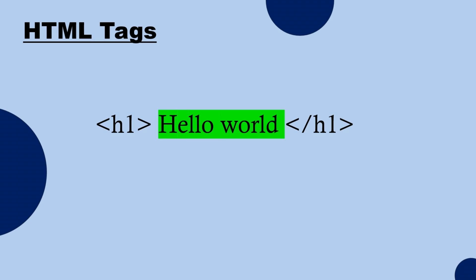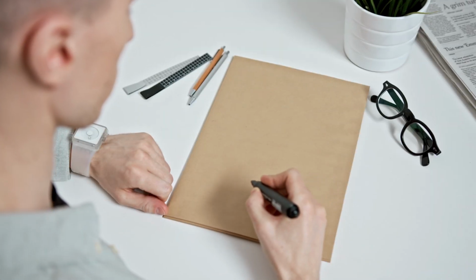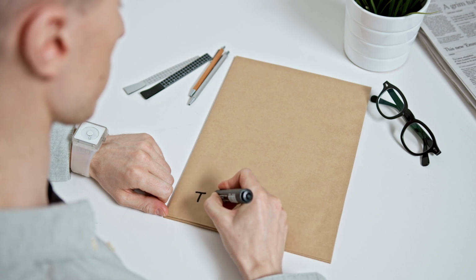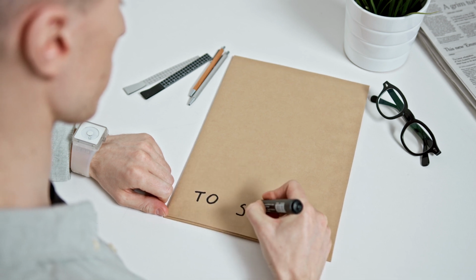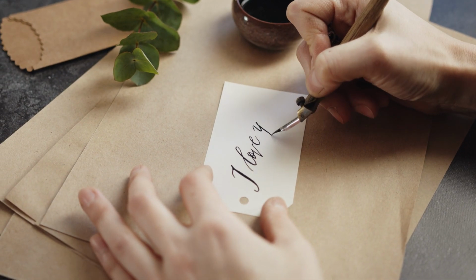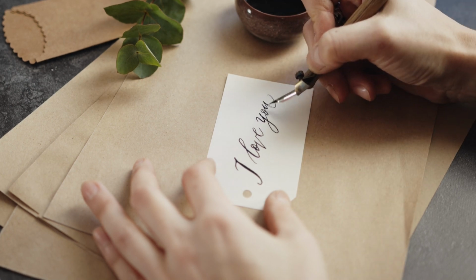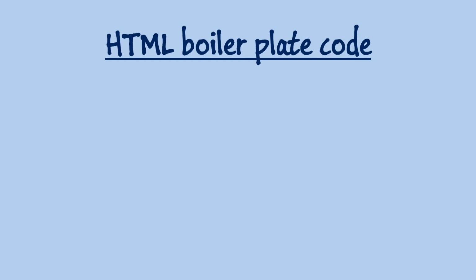Okay? Let's understand what HTML boilerplate code is. Imagine you're writing a letter. There's a specific format for it. You start with the from address, then the to address, followed by respected sir, then the body of the letter. After that, thank you, and finally, your signature. You follow this format to write a letter. Similarly, HTML has its own format. This format is called HTML boilerplate code. Let's see what it includes.